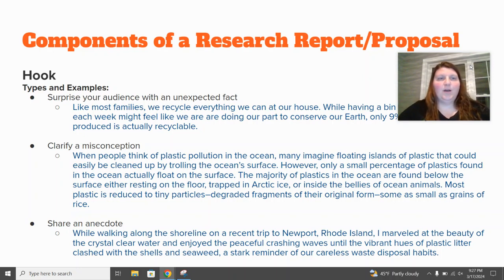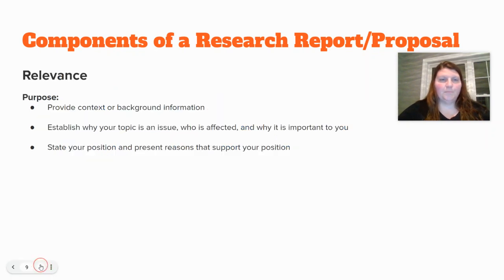These are not the only kinds of hooks that you can use, but these are three that I thought would be appropriate for the type of writing that we're doing. And these are probably strategies that you are familiar with and have used in your writing before.